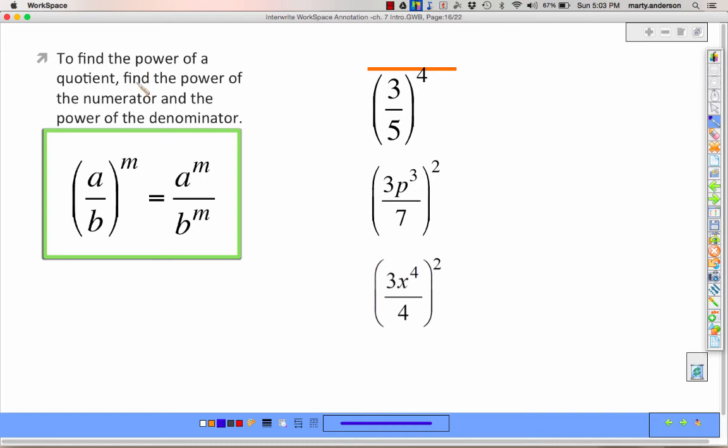Power of a quotient is the same thing as the power of a product. You're going to raise everything that is being divided, quotient, answer to a division problem. Raise the a to the m, raise the b to the m. So if I have a problem like this, I have to do everything to the 4th.